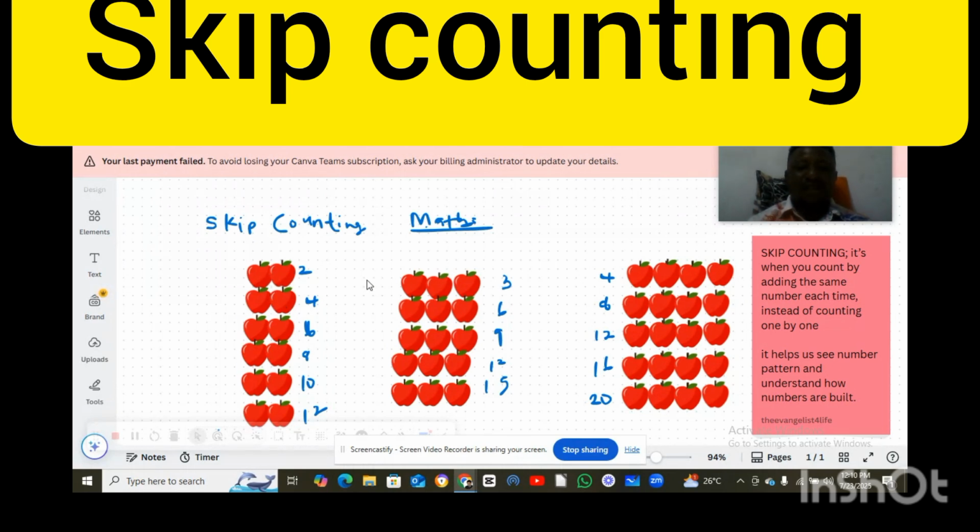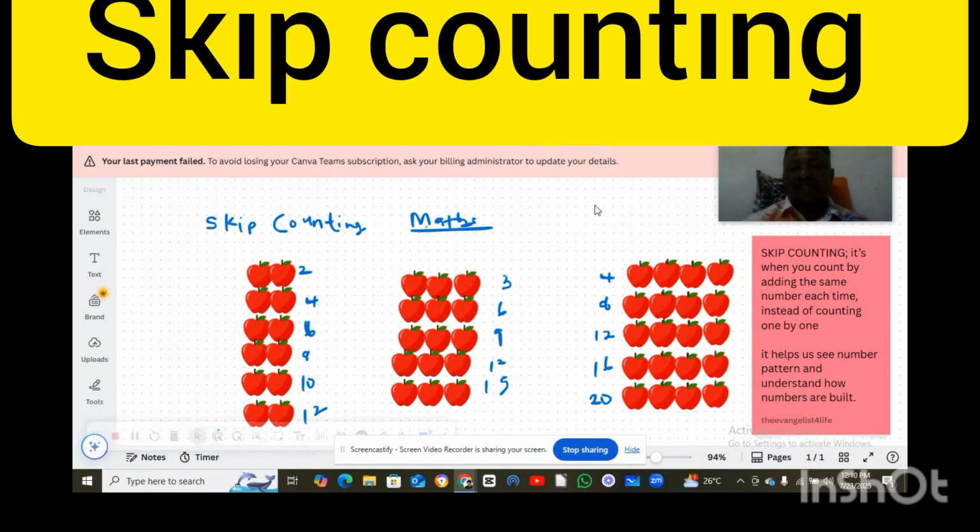So now I have a homework for you. Since we have done 2, we have done 3, we have done 4, you're going to do 5 and you will do 6. So you will take the first 5, 1, 2, 3, 4, 5 apples. You may choose apples, you can choose orange, you can choose mango, you can choose anything. Just count them 1, 2, 3, 4, 5.